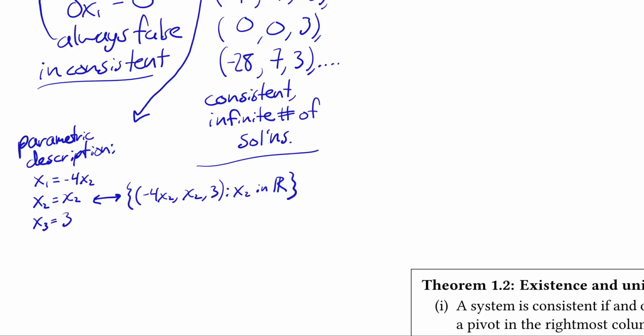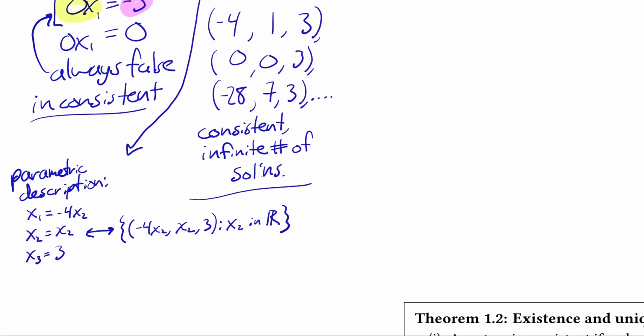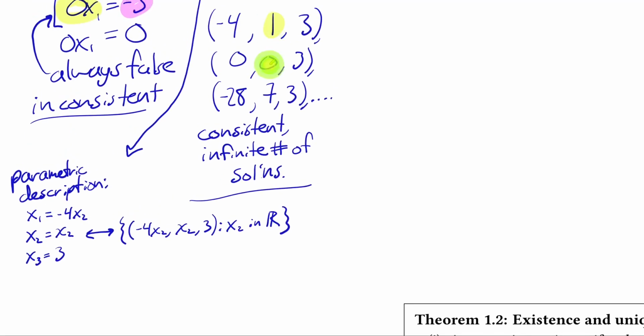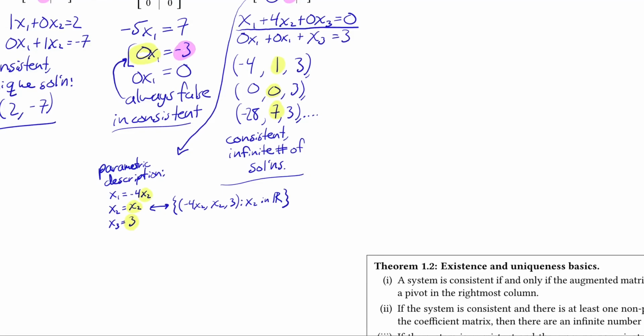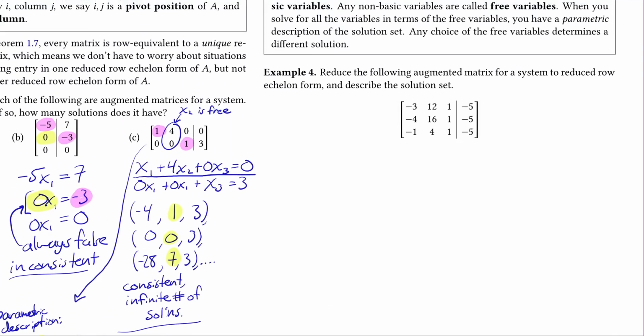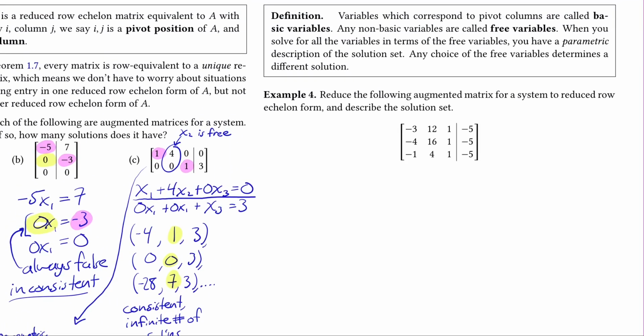If you haven't seen this kind of notation, we'll cover it more later, but that's another way to describe the solution set. But here you can see you can take any number you want for x2, like 1 or 0 or 7, and plug those in here, and the result would be the x1, x2, x3 solution that you get. Okay, so that's parametric descriptions of solution sets.